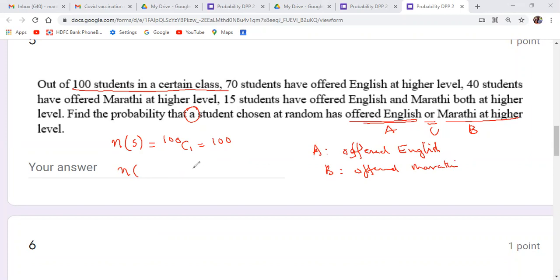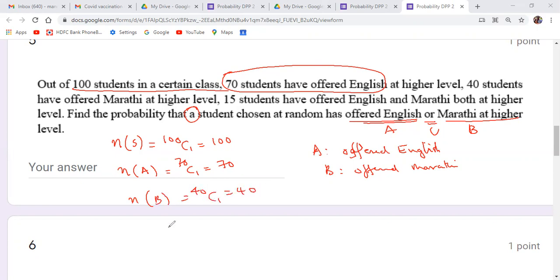So N of A: how many students have offered English? 70 students have offered English. So the number of ways a student can get English is 70. 40 students have offered Marathi, 40 C1, that is 40. And how many offered both A and B? 15, sir. Everything is directly given in this problem.